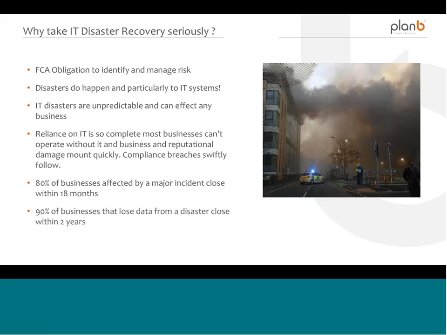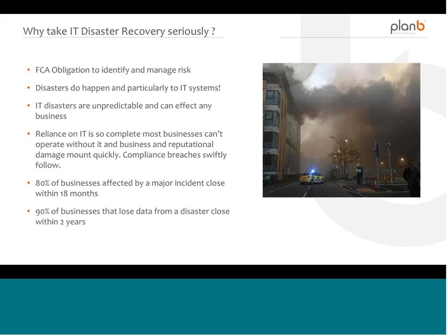Well, the most obvious thing is you have an FCA obligation to identify and manage risk, and the FCA have a number of guidances on what your approach and responsibilities are under risk management with IT systems, and particularly with regard to the incident that happened with SSP last autumn. They have guidance specifically on outsourcing IT to cloud providers of the nature of SSP.